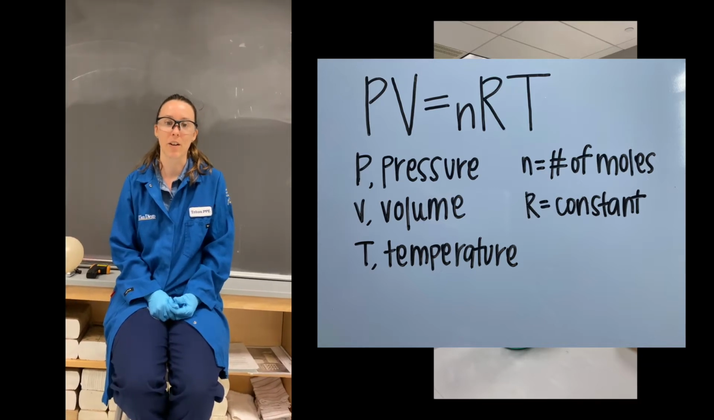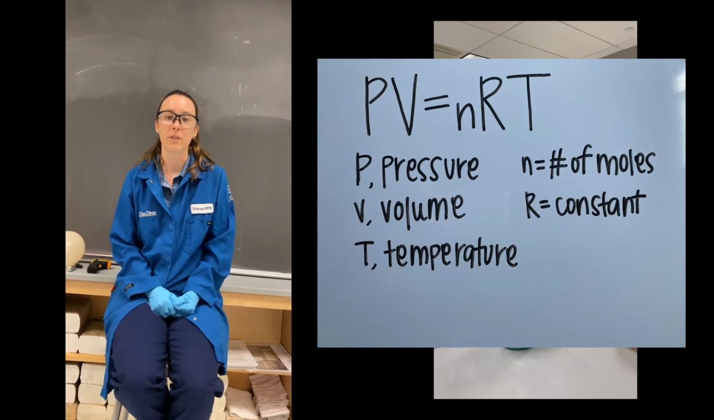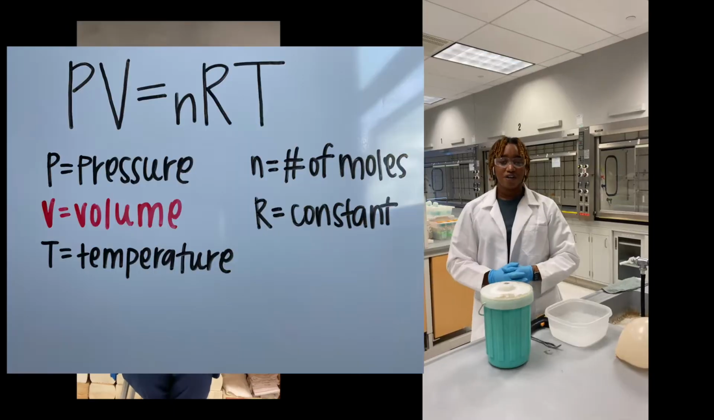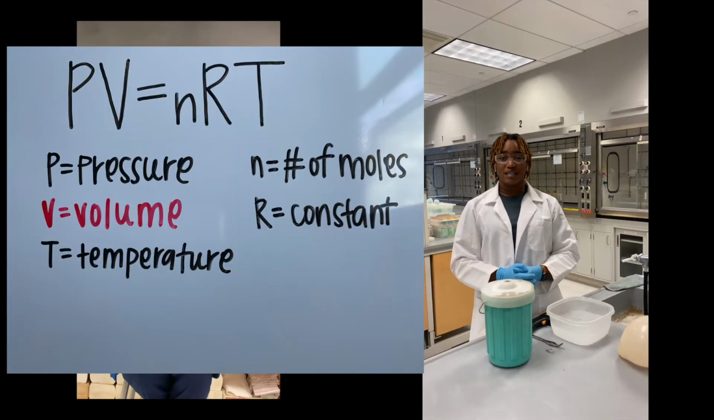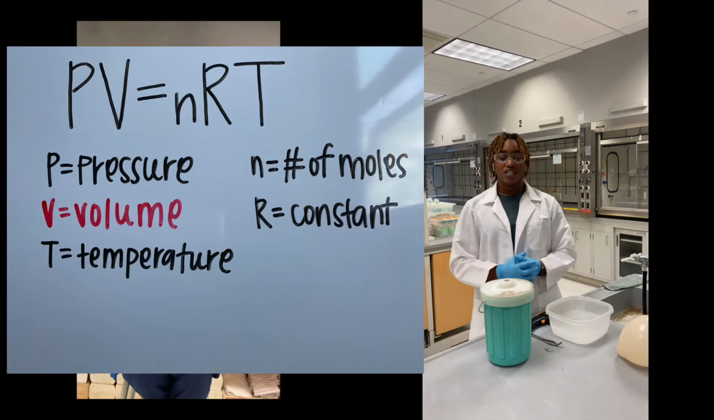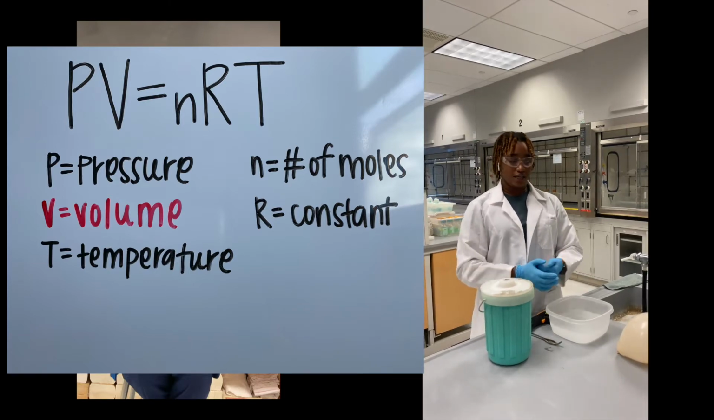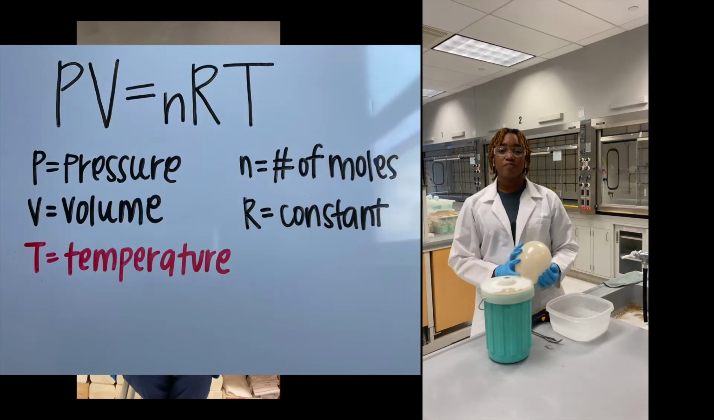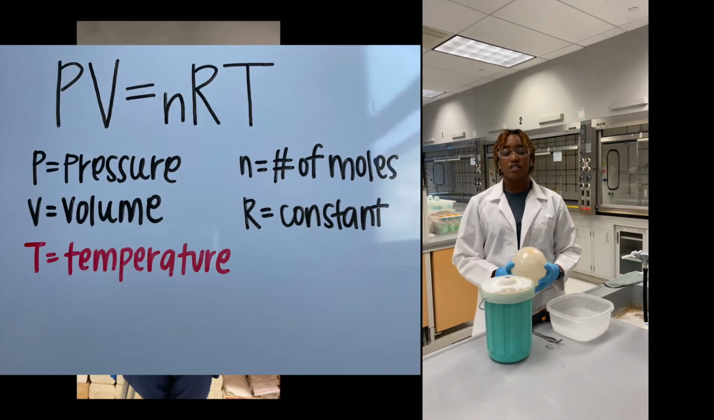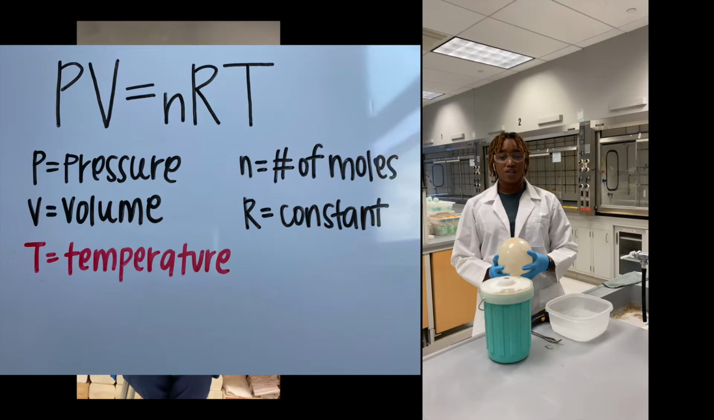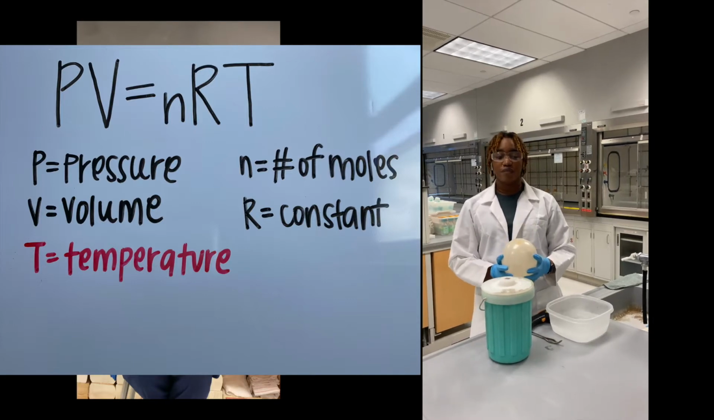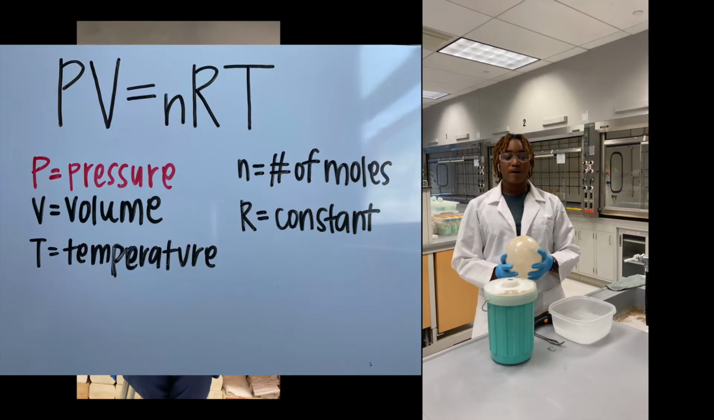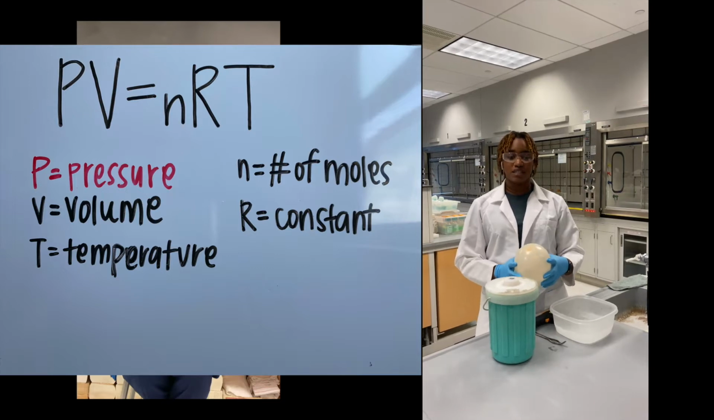PV equals nRT. Let's review these terms before moving forward. Volume is how much space a gas occupies. Gas always occupies the shape or size of the container that it's in, for example, like the air in this balloon. Temperature is a measure of how hot or cold something is, determined by how fast the molecules inside of the container are moving. And pressure is determined by how much energy the gas exerts on its container.